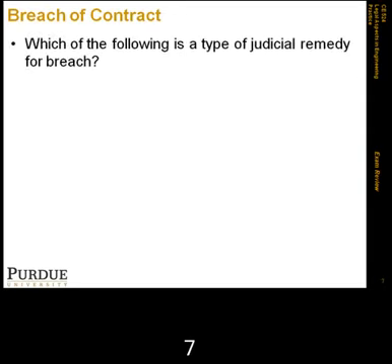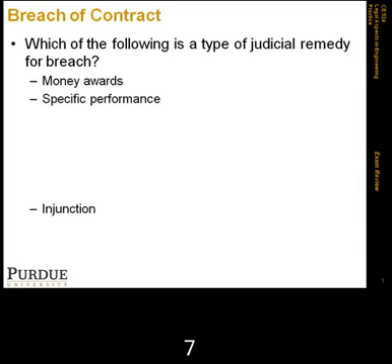Question number 1, this is a multiple choice question. Which of the following is a type of judicial remedy for breach? Money awards, specific performance, injunction, or all of the above? So it's obviously all of the above.